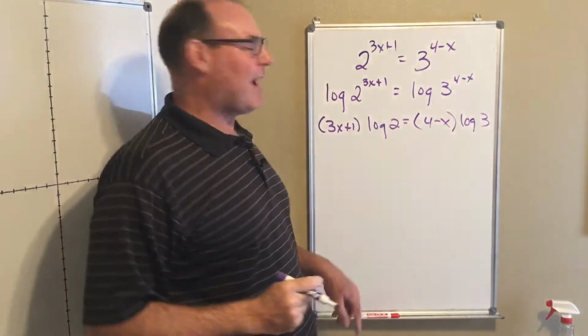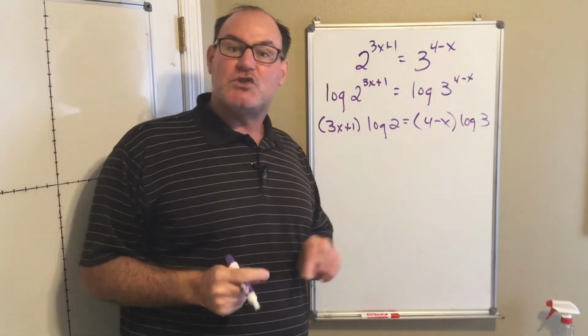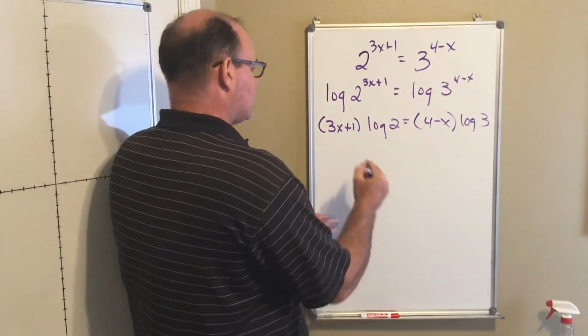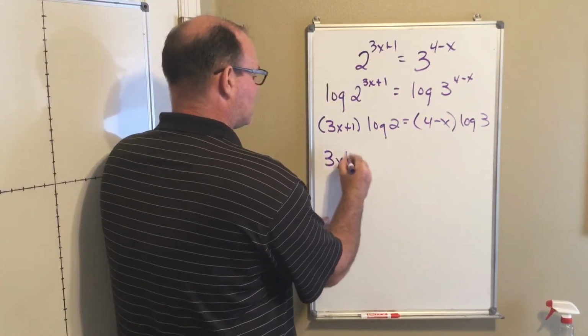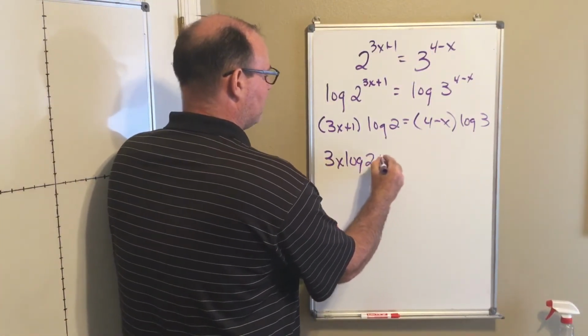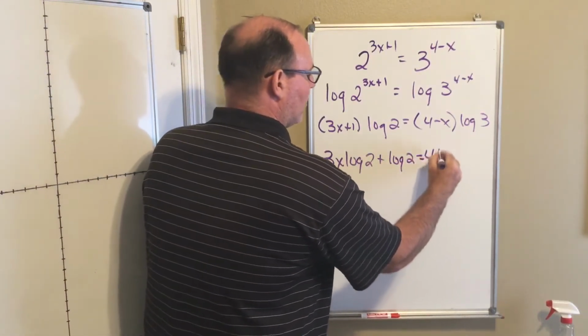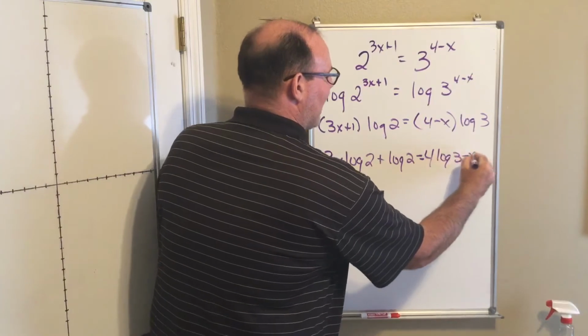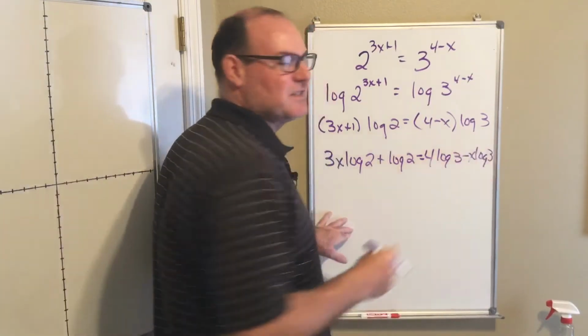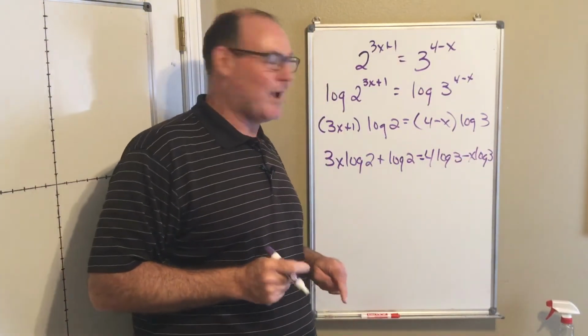So I've brought the powers down. Now I'm going to distribute those logarithms. So I've got 3x log 2 plus 1 times log 2 is equal to 4 log 3 minus x log 3. And I have just enough room on my tiny little whiteboard.